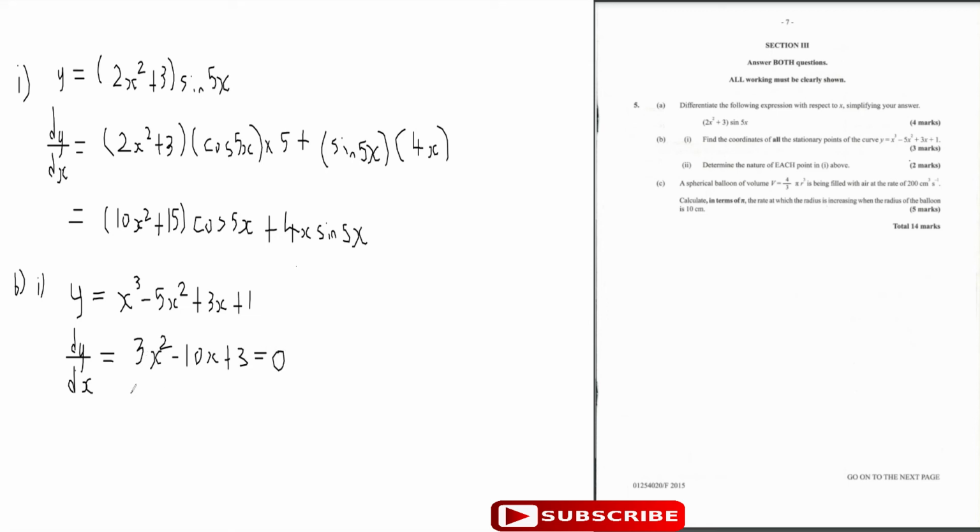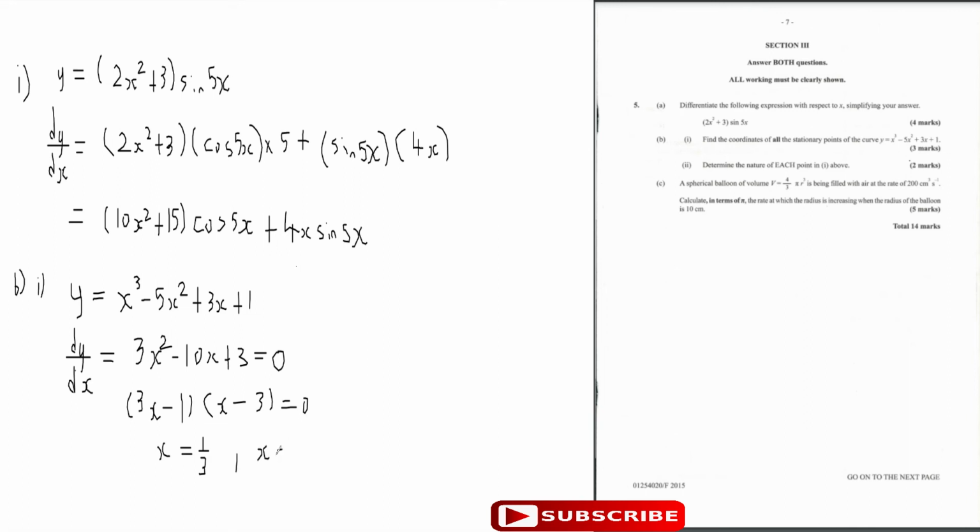Solving 3x squared minus 10x plus 3 equals 0, we can factorize it. In order to factorize it, what we're going to get is 3x and x. That looks like 3 and 1. Signs are the same, both of them negative. And so the 2 points that we're getting are x is equal to 1 over 3, and x is equal to 3.